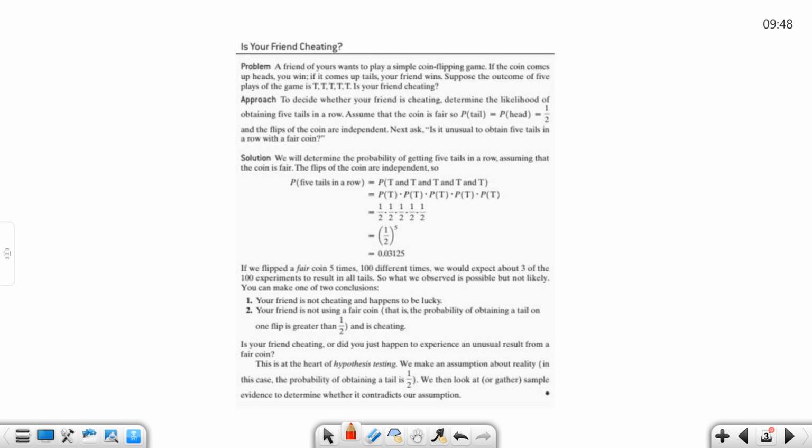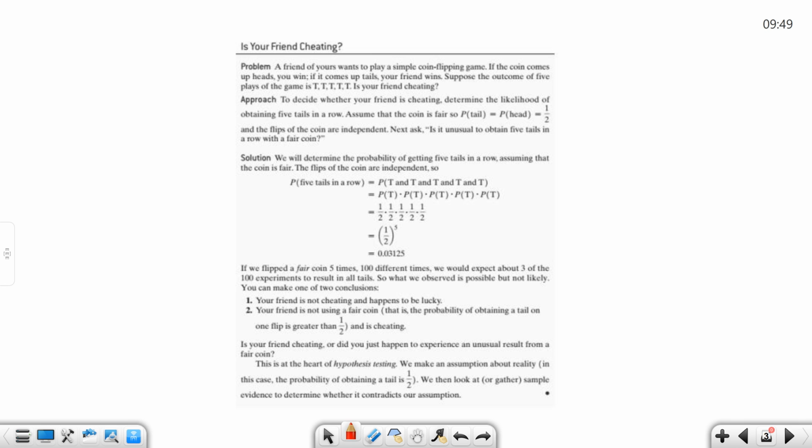So here's the deal. Here's the approach. To decide whether your friend is cheating, determine the likelihood of obtaining 5 tails in a row. So again, assume it's a fair coin. Assume no change, right? So my H naught is the probability of getting a tail is 1/2. It's a fair coin. Really, I don't need to talk about H naught and H1. I just want to talk about this as the premise behind it, okay? So let's ask ourselves, is it unusual to get 5 tails in a row with a fair coin? So we're assuming it's a fair coin. Is it unusual to do that?